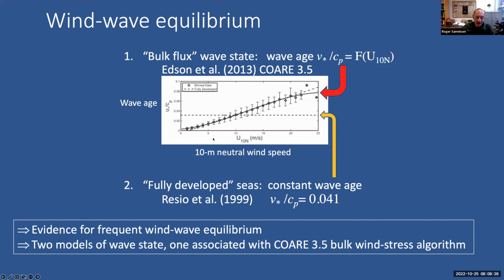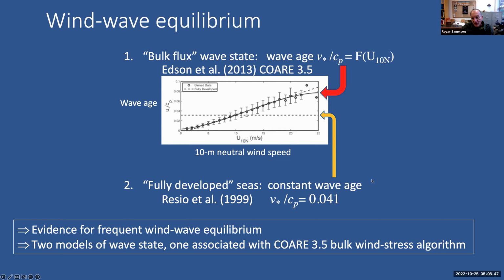An old classical assumption is that what you need for equilibrium, so-called fully developed seas equilibrium, is a constant wave age, and they've plotted that, and here's the dashed line that runs across, and there are different values for this. The one that I ended up using is an older one. It's not too important exactly what it is.